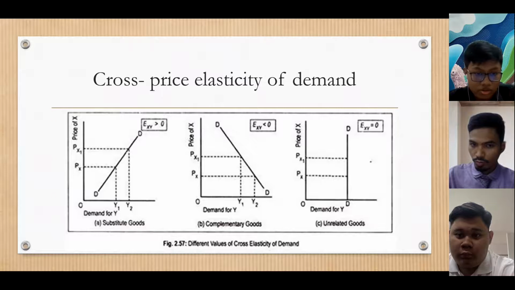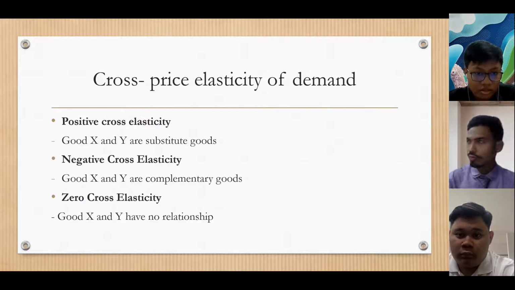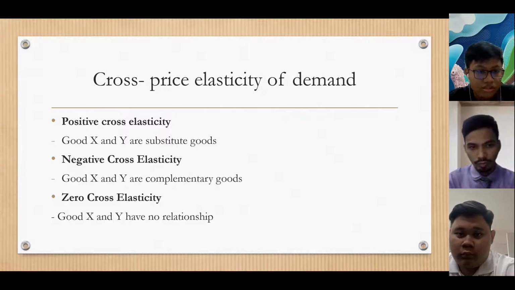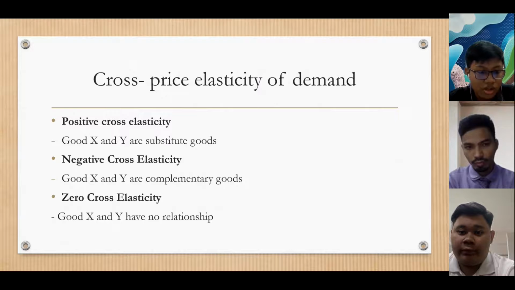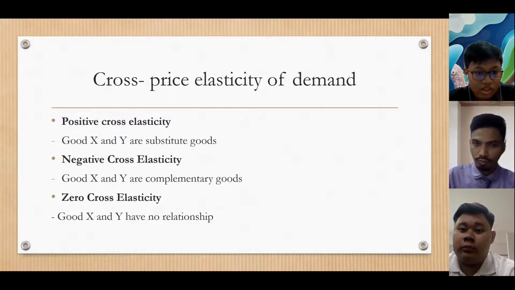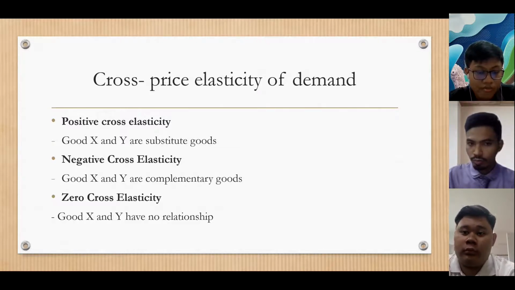Positive cross elasticity: goods X and Y are substitute goods. Negative cross elasticity: goods X and Y are complementary goods. Zero cross elasticity: goods X and Y have no relationship.